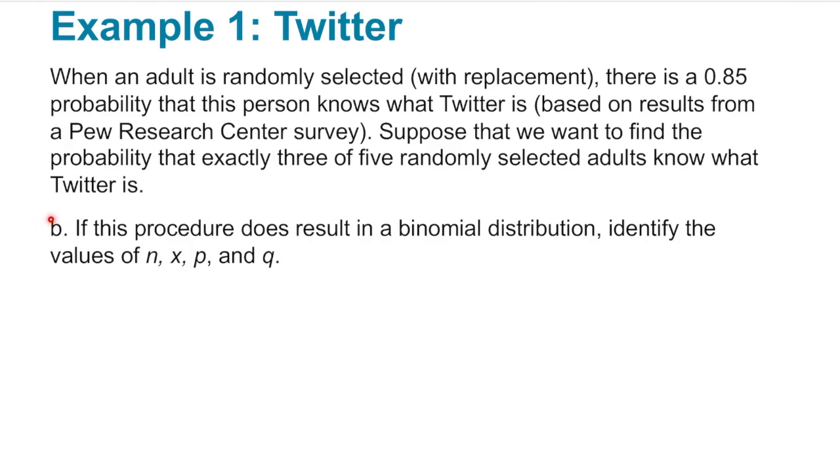Question B. If this procedure does result in a binomial distribution, identify the values of N, X, P, and Q. N is 5. P is the probability of success, which is 0.85. Q is the complement of P, which is 1 minus 0.85, which is 0.15. X is 3.